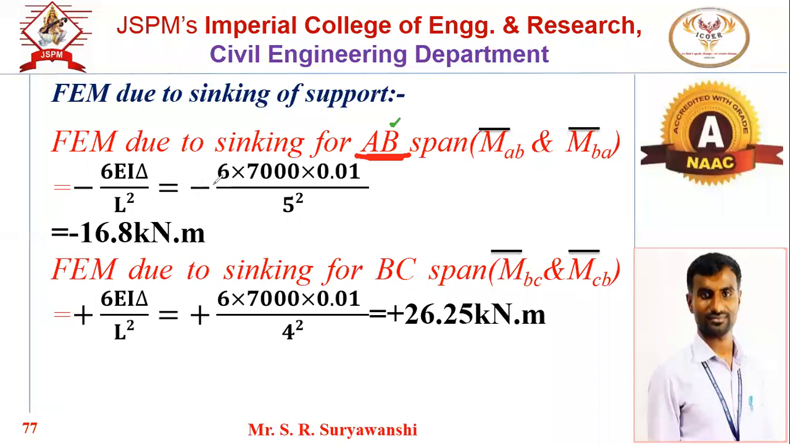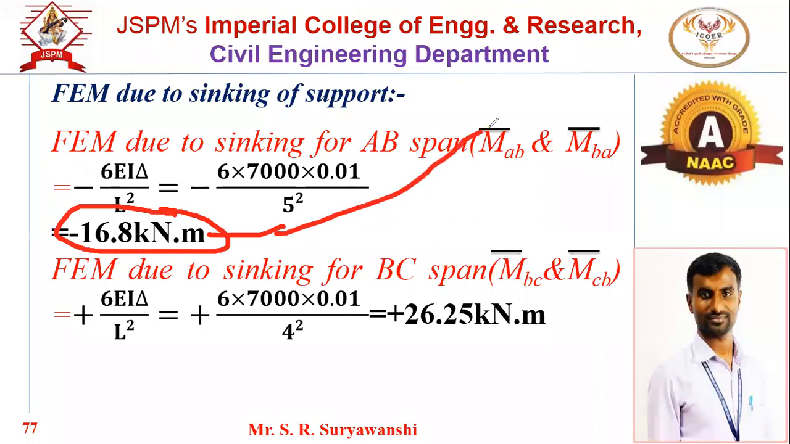Put the value, minus 6 into EI. EI we calculated earlier as 7000, into delta. It is in meter, that is 0.01. So these are the conversions we have done earlier. Divided by L square. Now this L is the length of AB member, that is 5 meter. So that's why 5 square. If you simplify, what do we get? Minus 16.8 kilonewton meter. Now this is the value. It is for M bar AB as well as M bar BA.